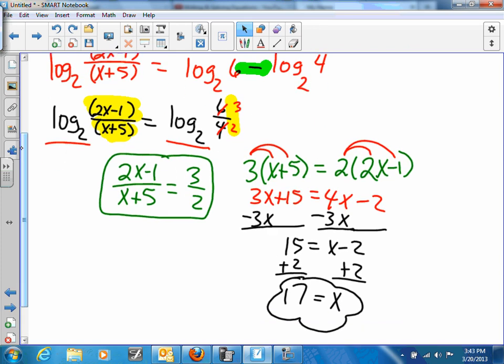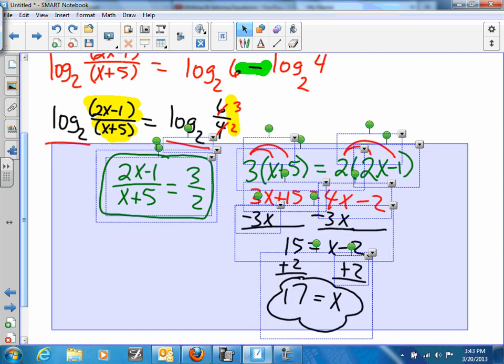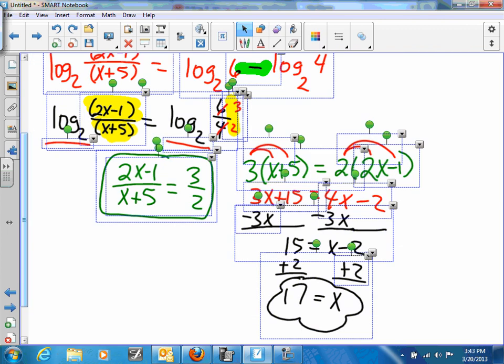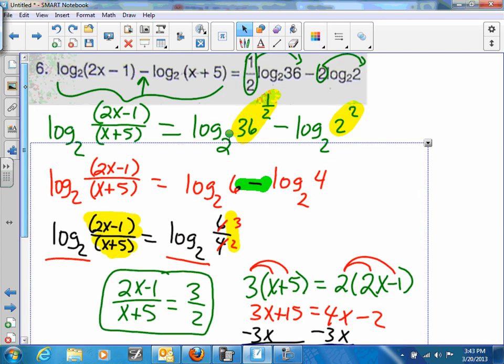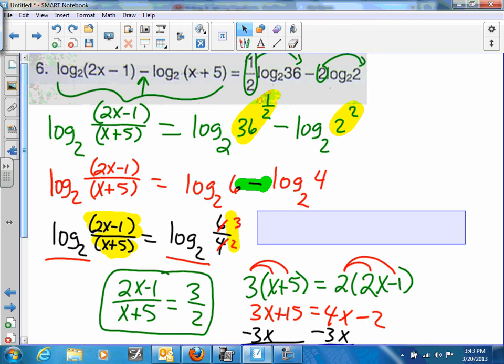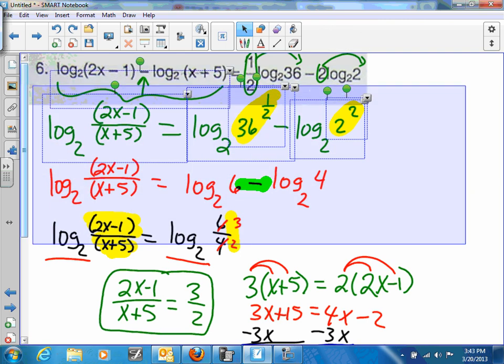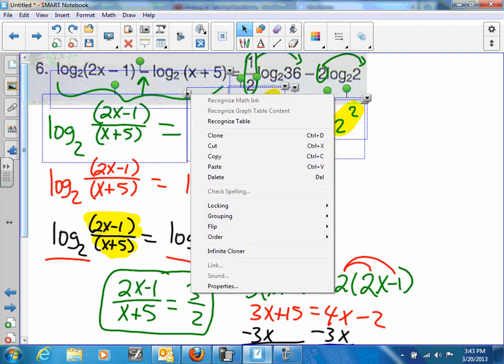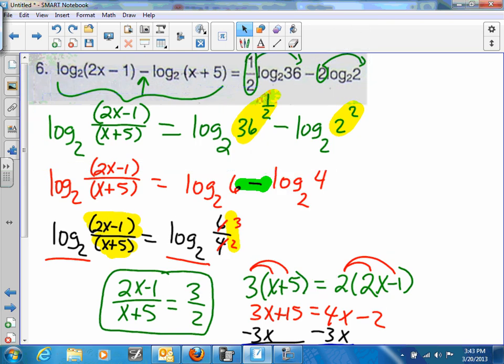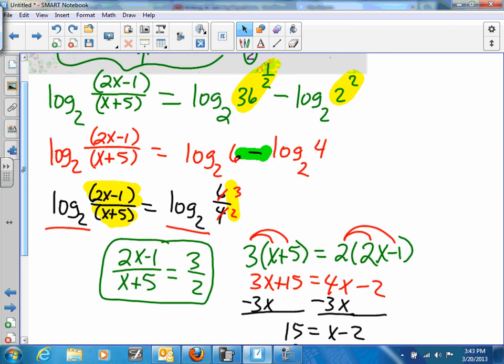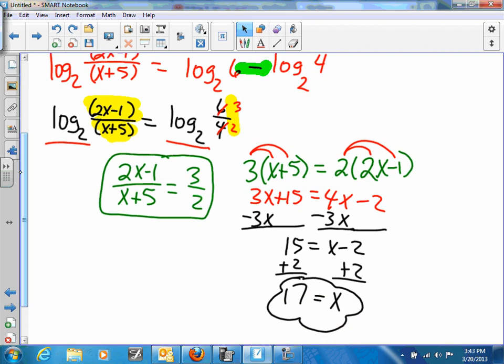So let's go ahead and condense this a little bit. All right, basically what you end up getting is you work through this problem, and the whole answer turns out to be 17.